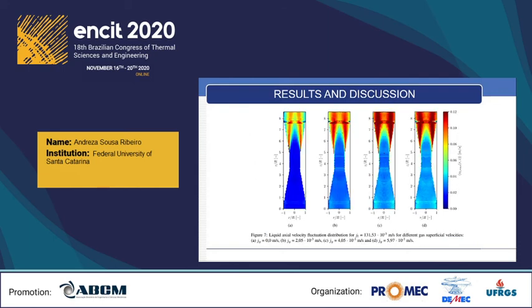This figure shows the liquid axial fluctuation velocity distribution for the turbulent case and different gas superficial velocities. The presence of the dispersed bubbles promotes a relatively uniform turbulence distribution, indicating that the gas bubbles promote a strong radial momentum transfer.